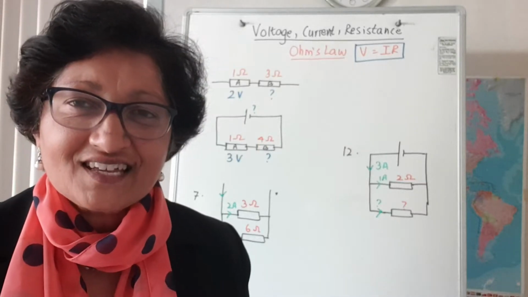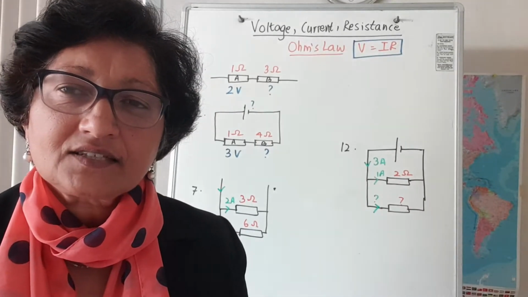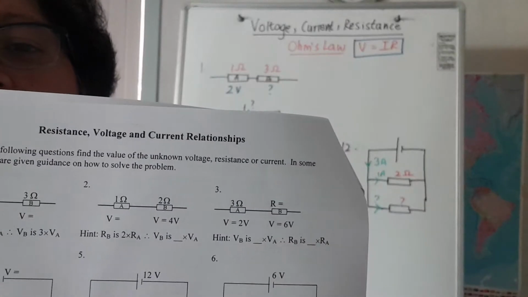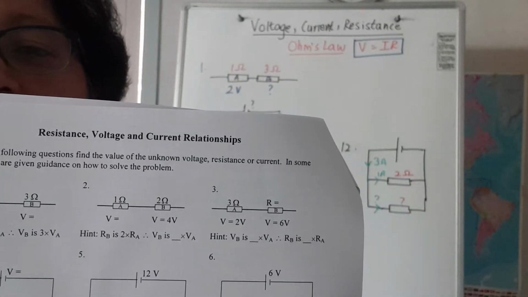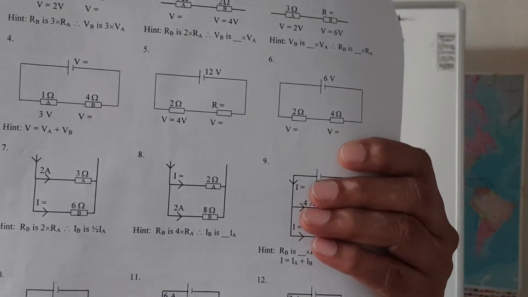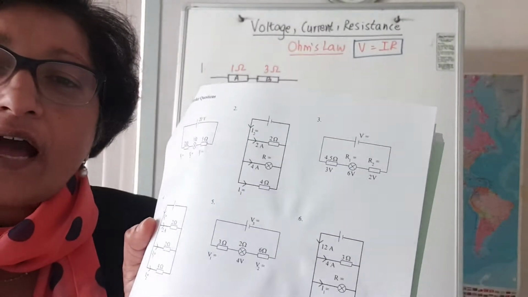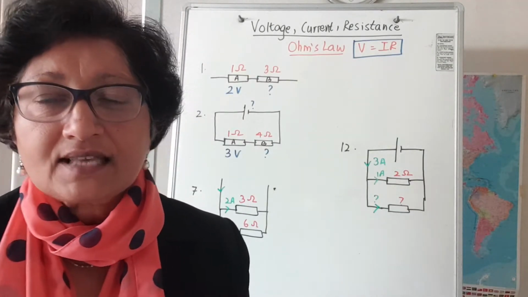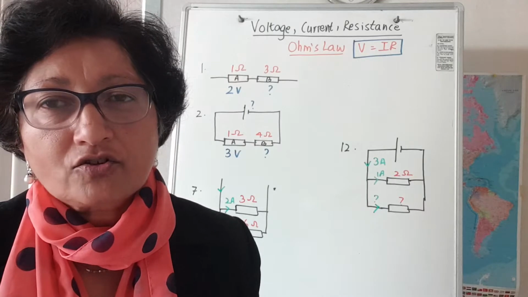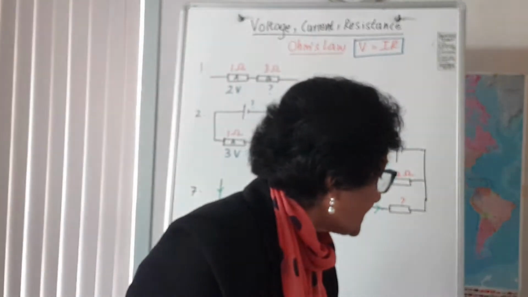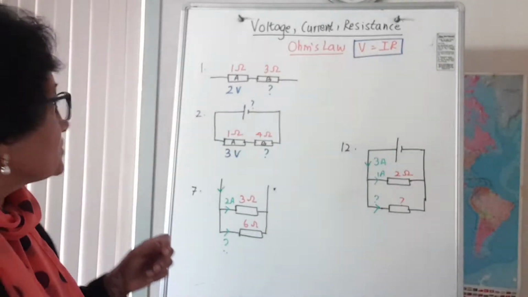Hi everybody. So today's lesson is for you to solve problems on voltage, current and resistance relationships. So you've got all the three and you've got all these diagrams here. So I just thought I will talk you through a couple of things and so then you can do the rest on your own. So I've just drawn some diagrams and I've color coded.